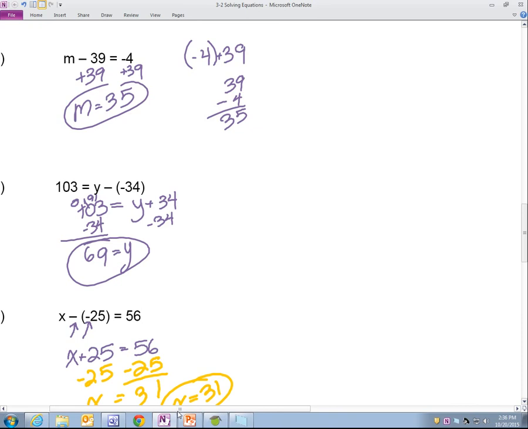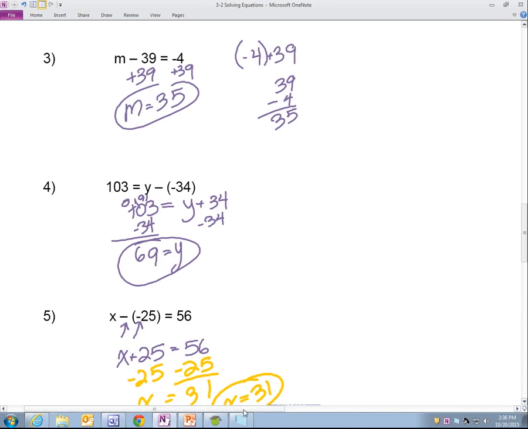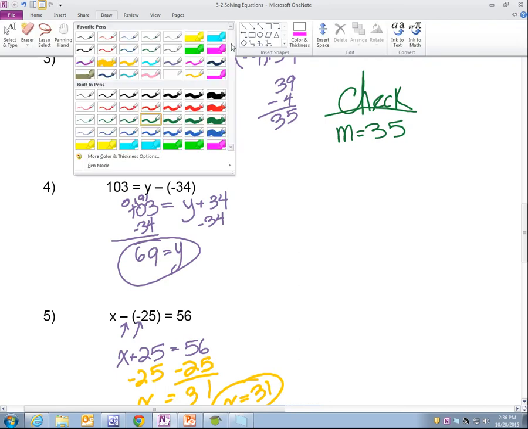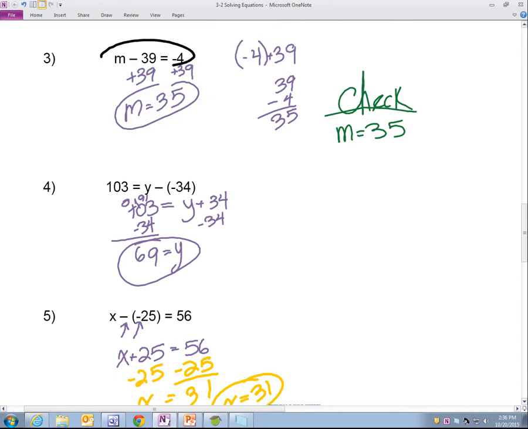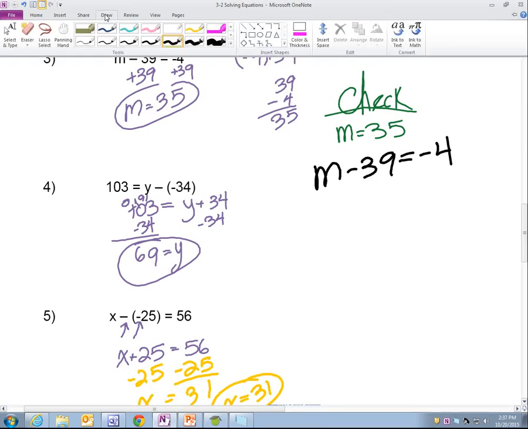Let's try it with the front side on a couple of them. So we have 3. We're going to check it. I found that n is 35. So I'm going to evaluate where m is equal to 35. So I'm going to put it into this one. m minus 39 equals negative 4. So I'm going to substitute that in there.